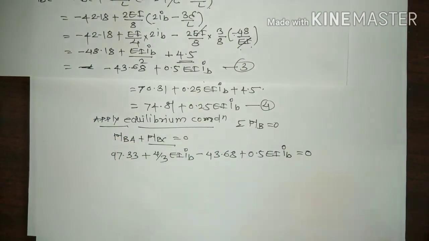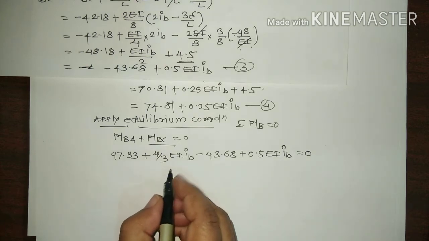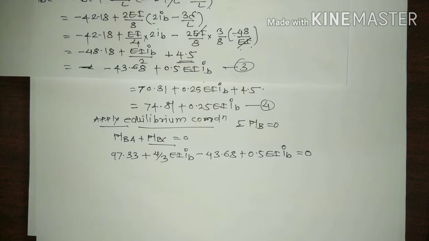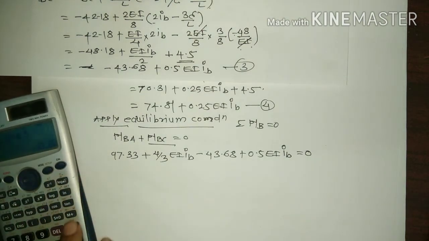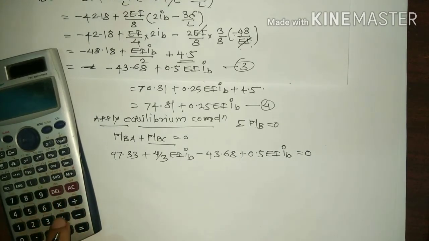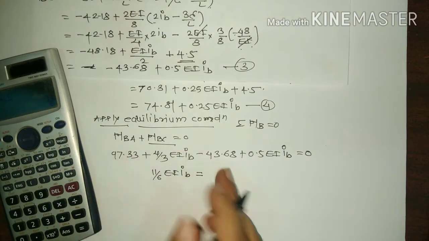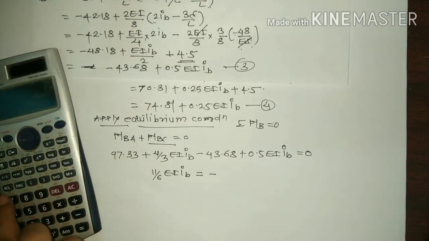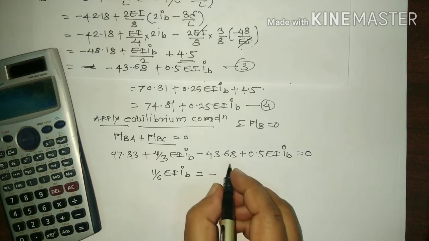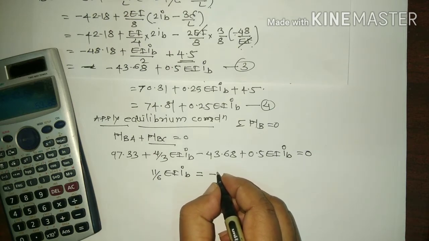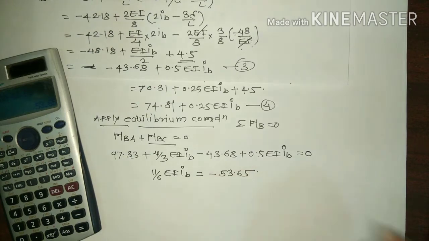Here is the algebraic sum of the BA and BC. So if you calculate this, it becomes 4 by 3, this and this plus, this becomes 11 by 6 EIIB is equal to, this becomes minus, this becomes plus, so this minus 97.33. So this value is 53.65.